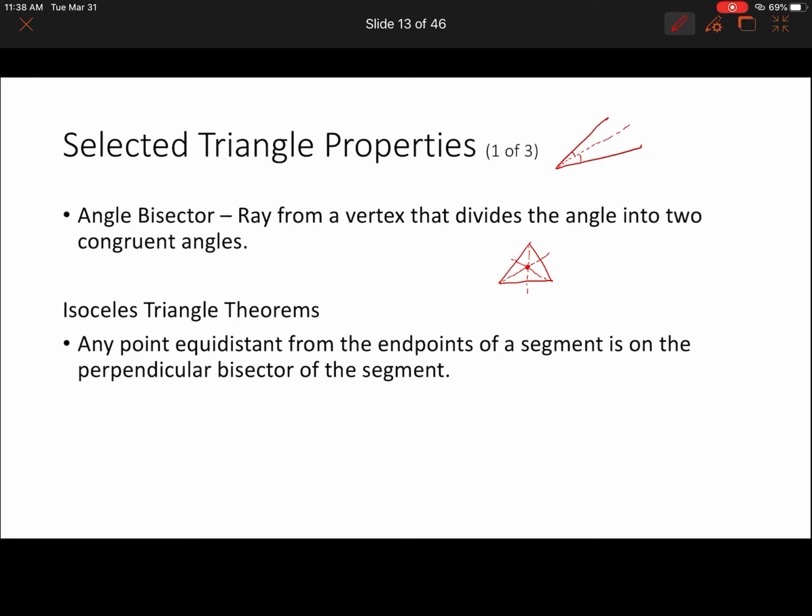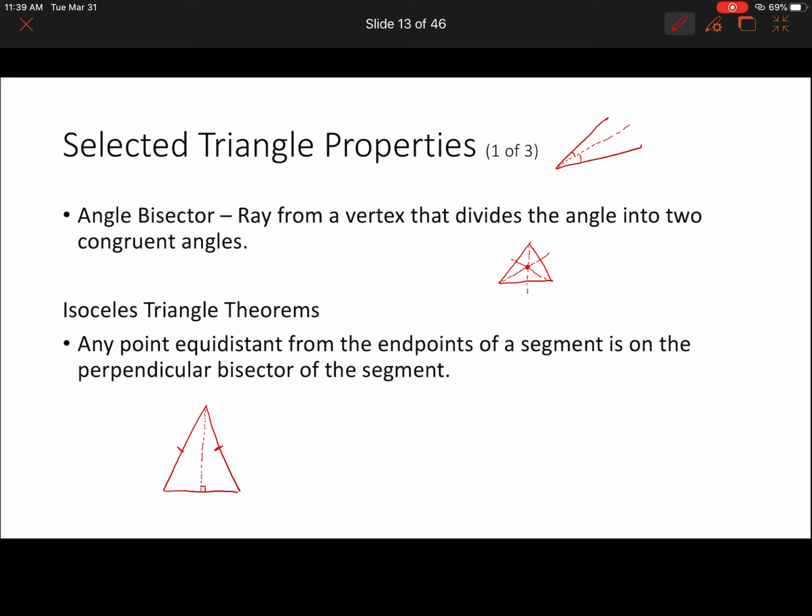So if you understand that, then this next theorem is going to make some sense for you, I hope. It says that any point equidistant from the endpoints of a segment is on the perpendicular bisector of the segment. Now, again, this theorem applies to isosceles triangles. So remember, in an isosceles triangle, you have two side lengths that are the same. So this side and this side would be side lengths that are the same.